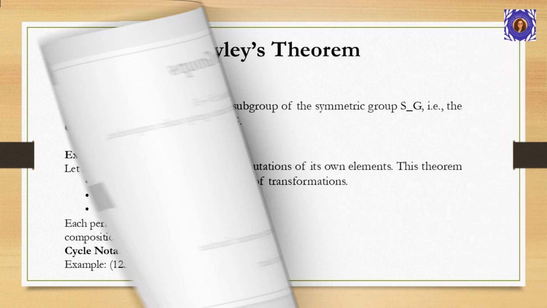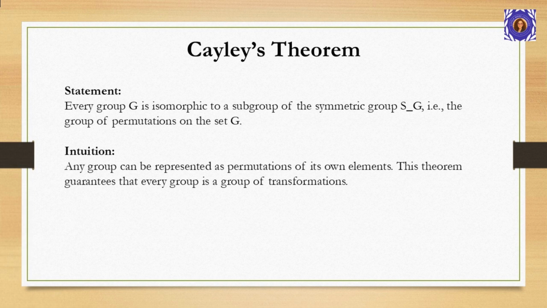Cayley's theorem states that every group G is isomorphic to a subgroup of the symmetric group S sub G, that is, the group of permutations on the set G. The intuition is that any group can be represented as permutations of its own elements. This theorem guarantees that every group is a group of transformations.